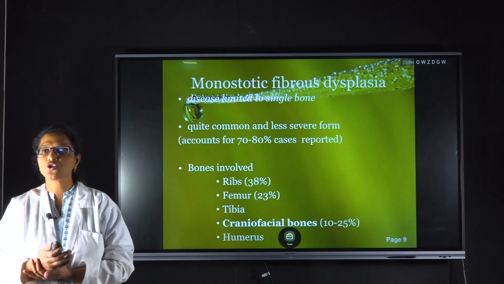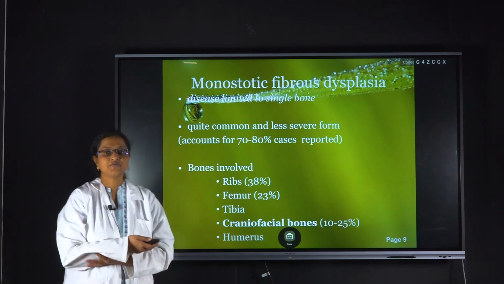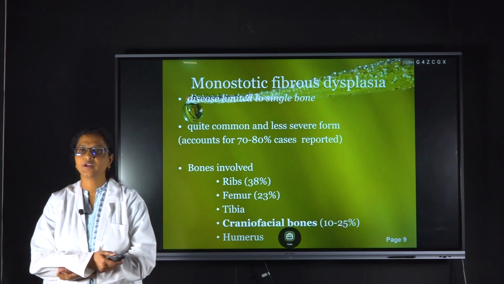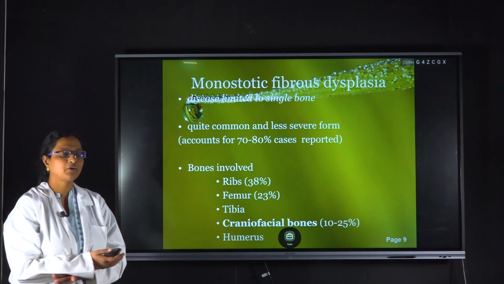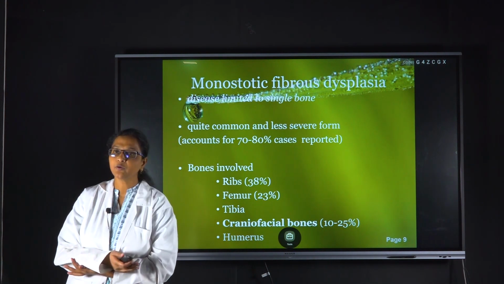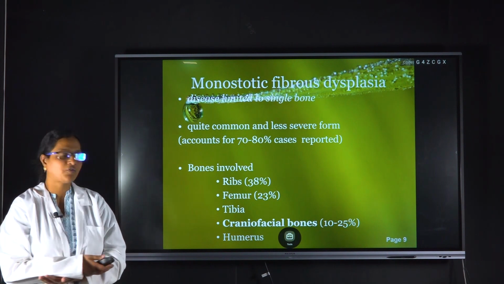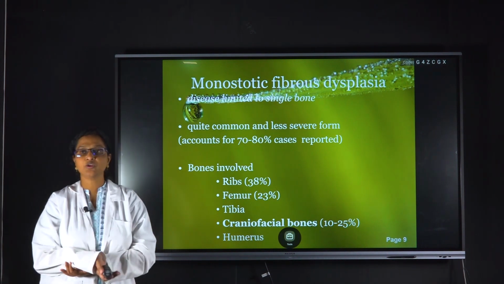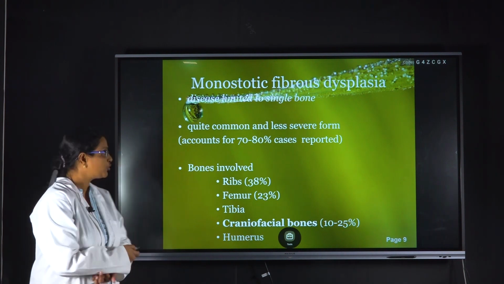We use the term monoosteotic fibrous dysplasia when there is involvement of only one bone. First we will discuss what we mean by monoosteotic fibrous dysplasia. Compared to polyosteotic dysplasia, it is more common and it is a less severe form. It can involve any bone in the body. It can involve ribs, femur, tibia, craniofacial bones, or the humerus.